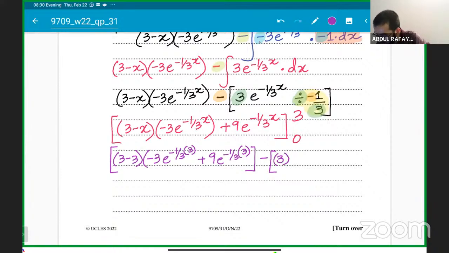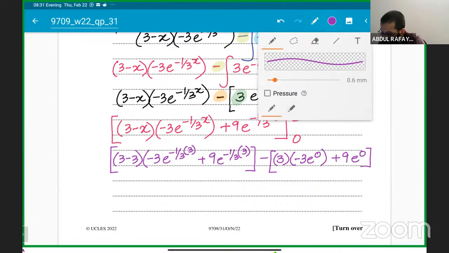And when I put 0, let's see what it comes. 3 minus 0 will be 3. When I put 0, it will be minus 3 times e power, make sure to be careful here, okay? E power 0, because 0 times something doesn't matter. Plus 9 times e power 0 as well. Is everyone with me getting it, guys? Let me explain in detail as well. Follow again.